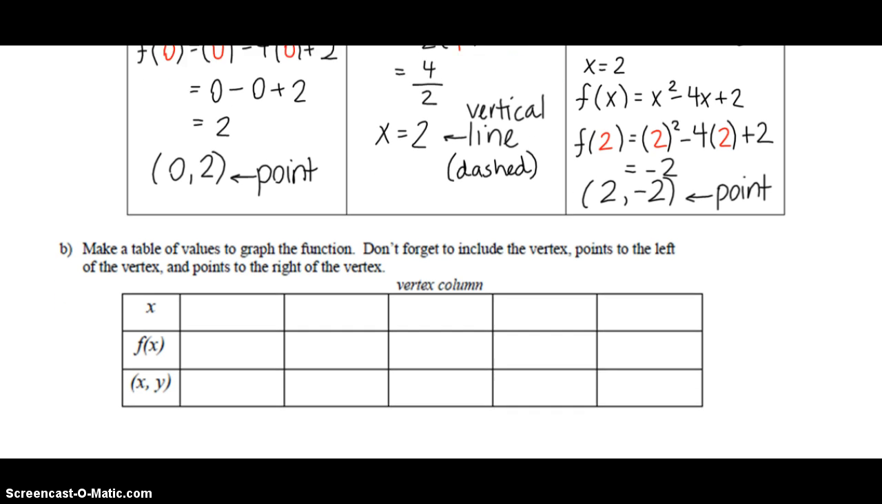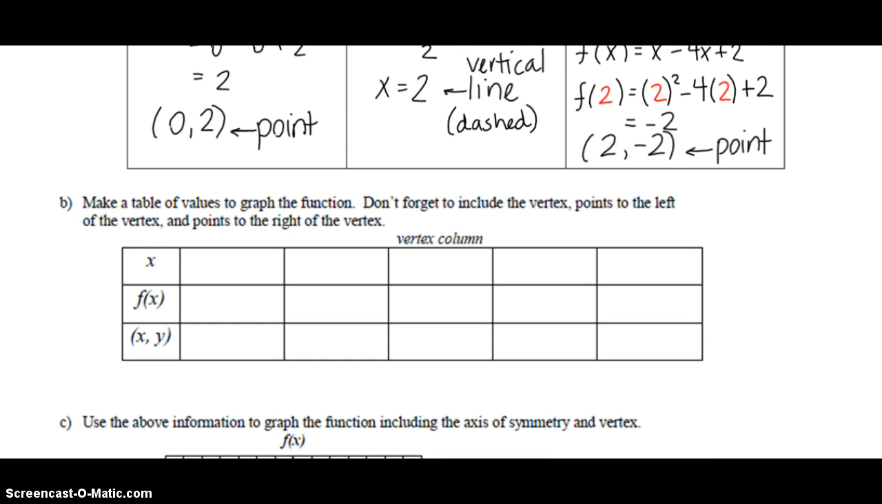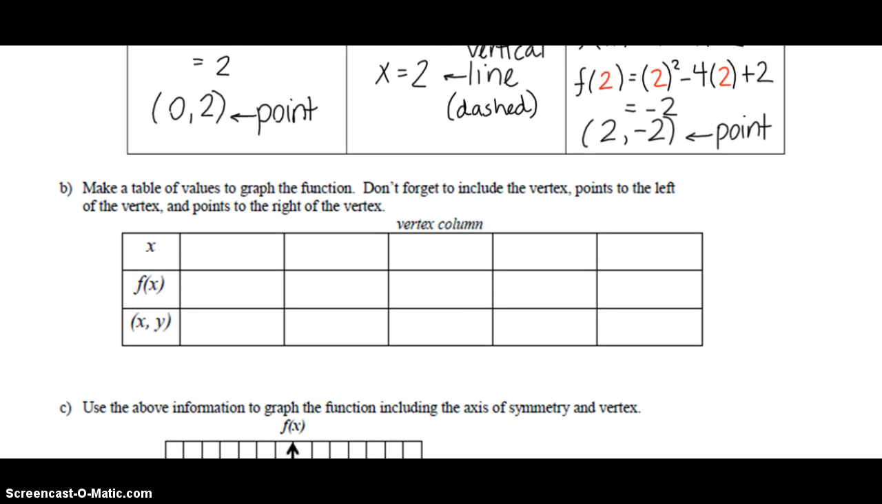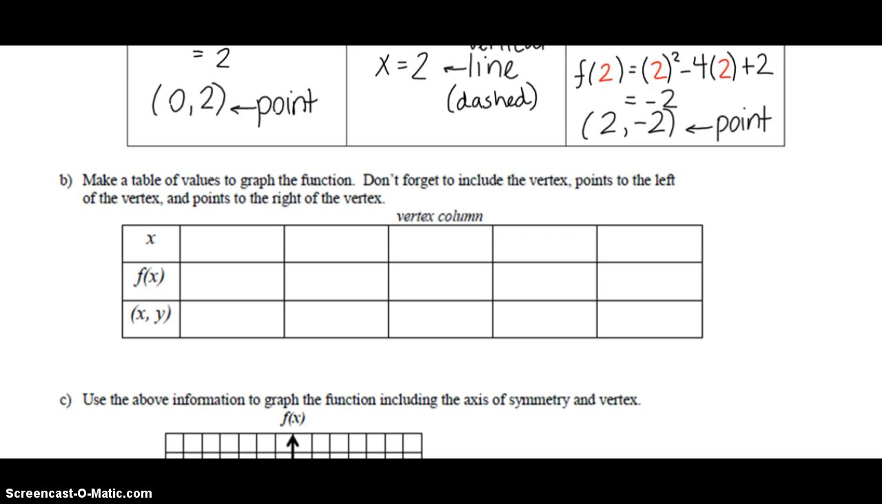All right, in this next part of the example, we're going to make a table of values to graph the function. Just like we did when we found the vertex of an absolute value function, we're going to find the vertex first so that we make sure and have 2 points to the left and 2 points to the right. That's how we're going to build our xy table. Now, I know that we normally do our xy tables up and down. This one, in order to save space, is shown left to right.